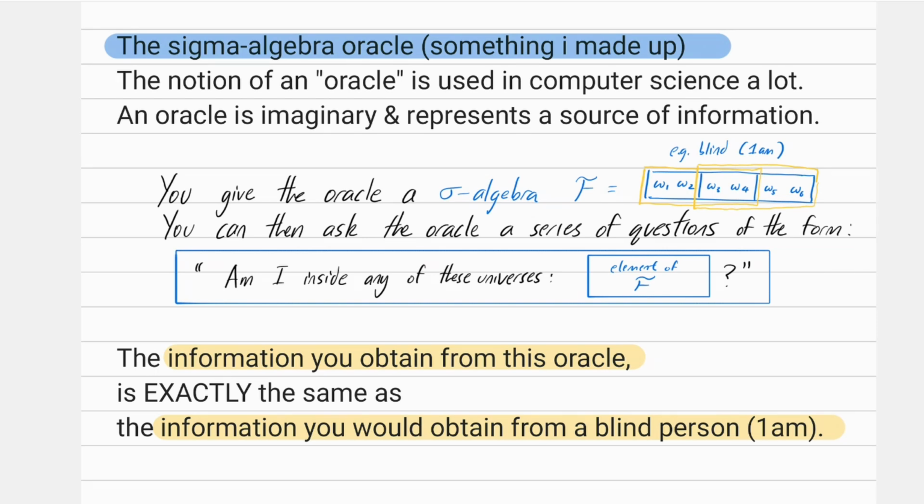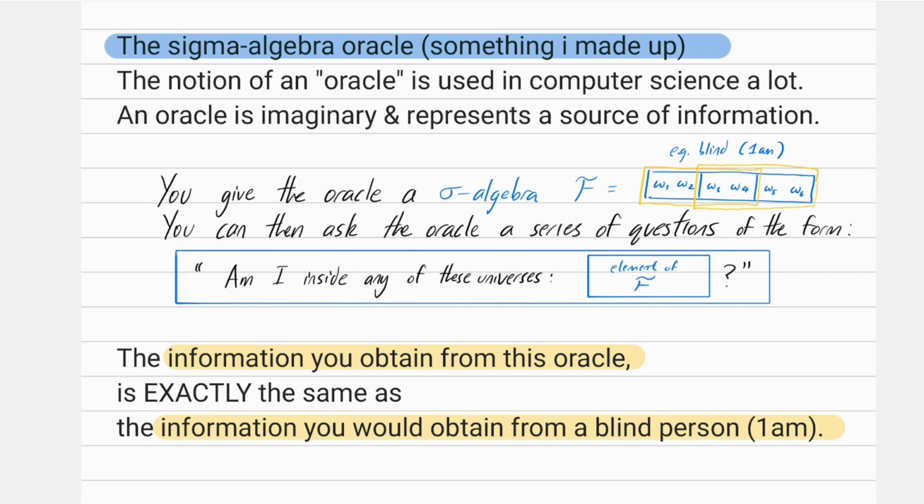So after equipping the oracle with a sigma algebra, you can then ask the oracle a series of questions of a very particular form. So you can only ask the oracle these yes or no questions, where the question must be of the form, am I inside any of these universes? Followed by a set of universes, where this set must be a member of this sigma algebra. And it turns out that the information you obtain from this oracle is exactly the same as the information you would obtain from a blind person.